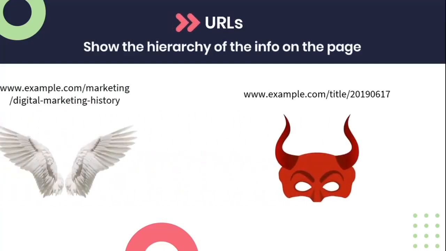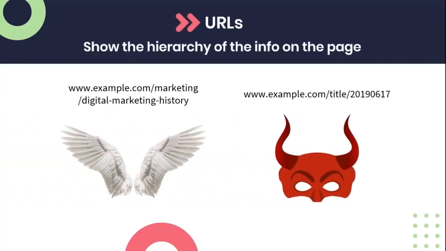Right, so URLs. These show the hierarchy of the information on the page. A good example of a URL is here on the left, and we see a very bad example of a URL on the right. The first one shows a hierarchy of the information on the page. It's a history and it pertains to digital marketing in the context of marketing more specifically.